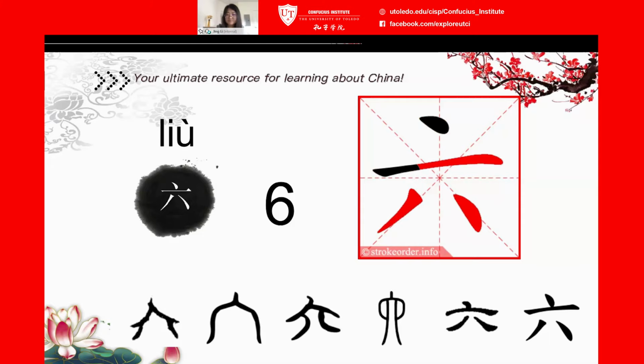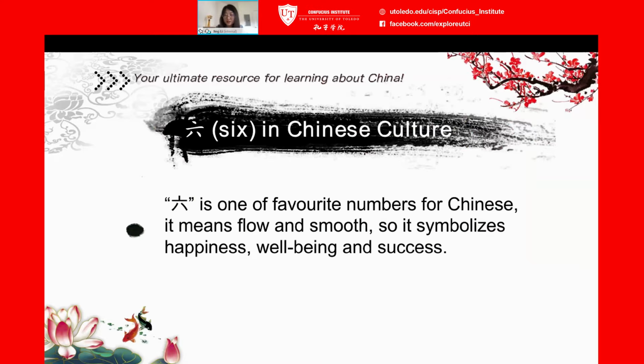In Chinese culture, number six, liu, is one of the favorite numbers for Chinese. It means flow and smooth. So it symbolizes happiness, well-being, and success. It's a good number for Chinese, six.